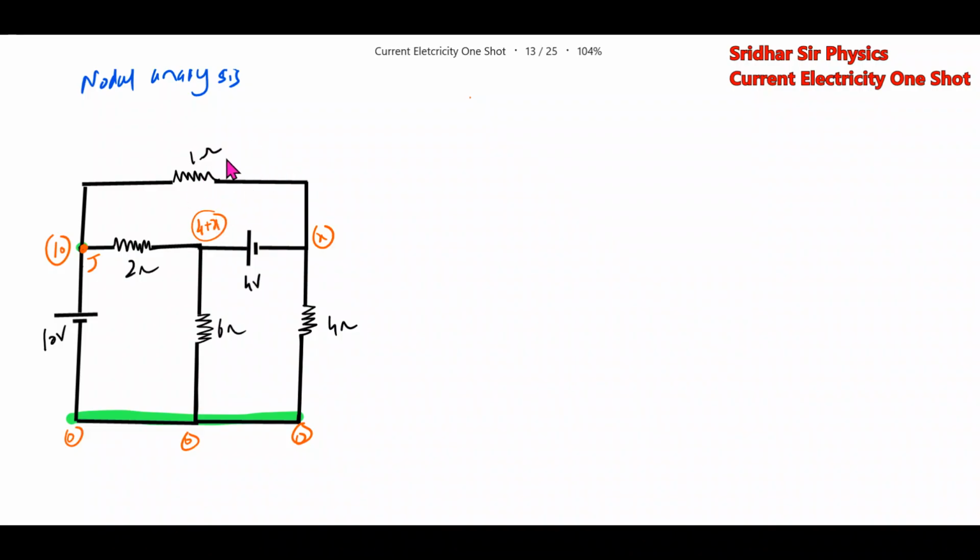We are defining, so we'll do one thing. We'll assume some value V1, or A. The potential difference, let it be B. Then let the current here be I1, I2, I3, let this be I4.